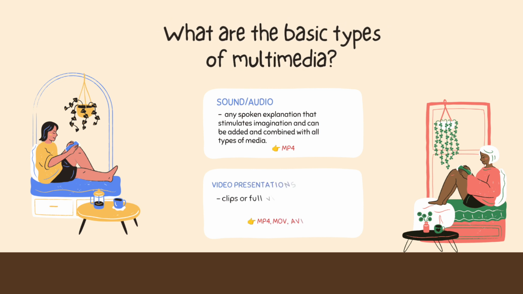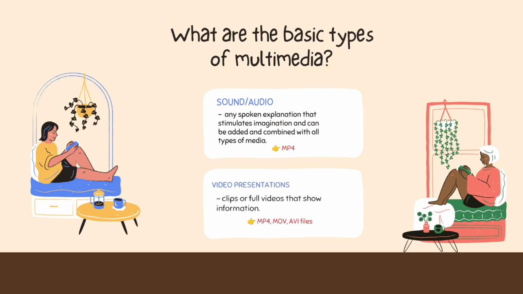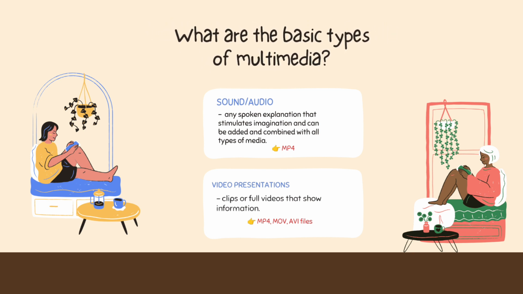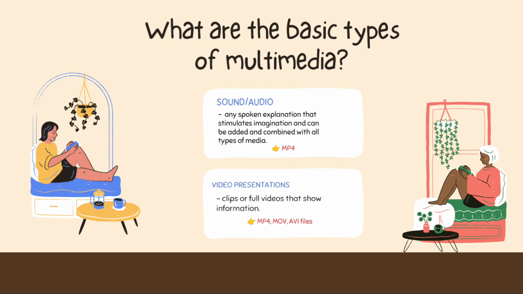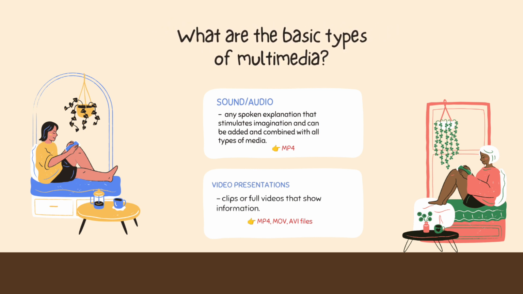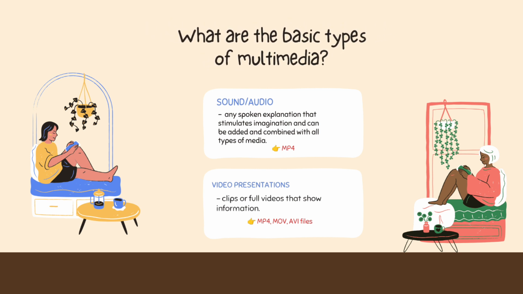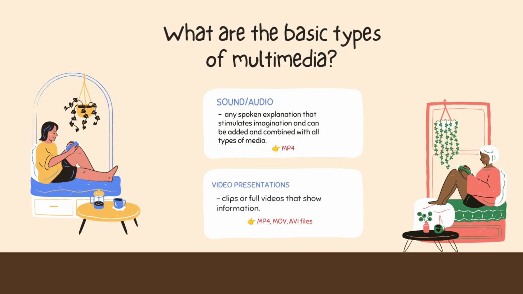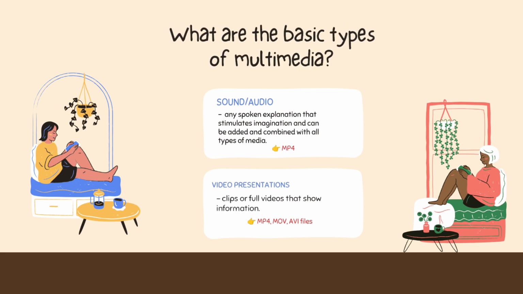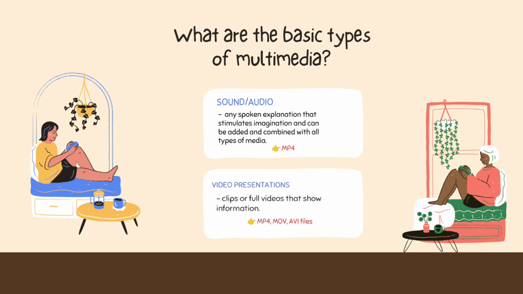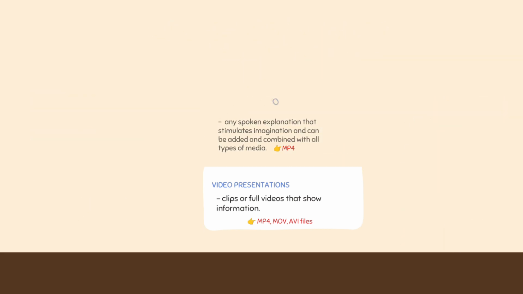The third type of multimedia is the sound or audio. This is any spoken explanation that stimulates imagination and can be added and combined with all types of media. The example is MP4. The fourth type is the video presentations. These include clips or full videos that show information. They are a collection of moving pictures combined with audio files. The examples are MP4, MOV, and AVI files.